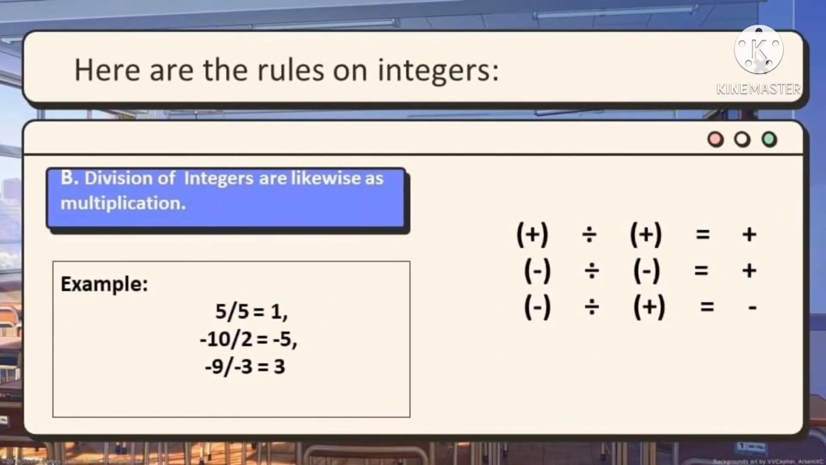How about on the division of integers? Division of integers are likewise as multiplication. Examples: 5 divided by 5 equals 1. Negative 10 divided by positive 2 equals negative 5. Negative 9 divided by negative 3 equals positive 3. Positive divided by positive equals positive. Negative divided by negative equals positive. Negative divided by positive equals negative.